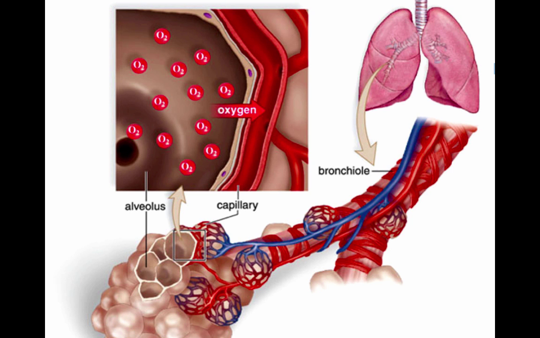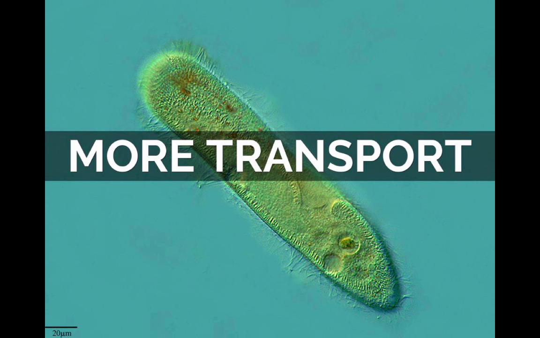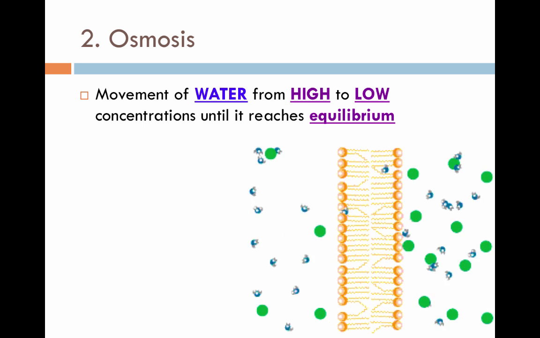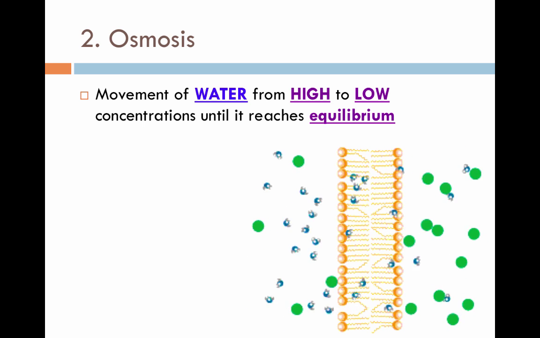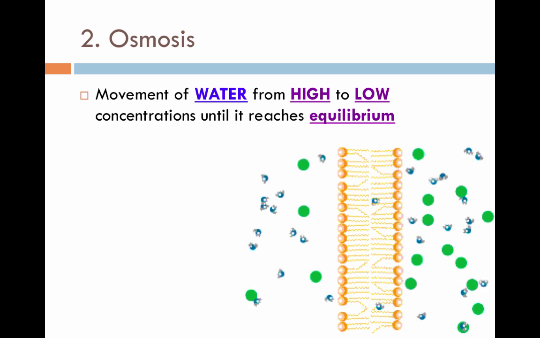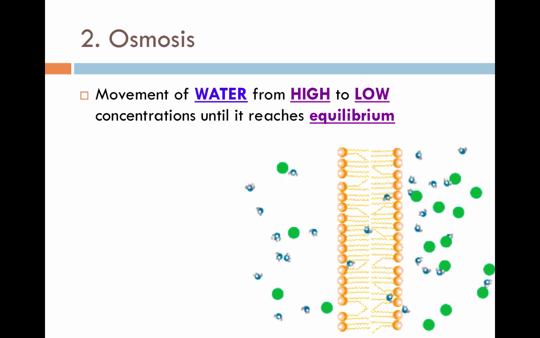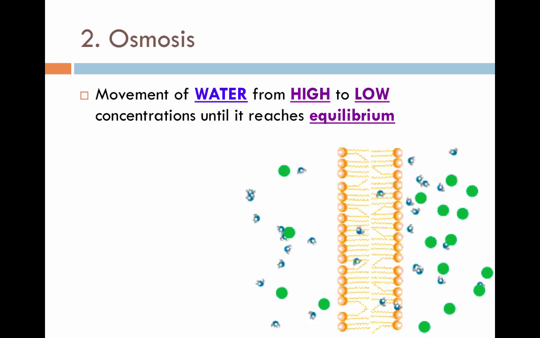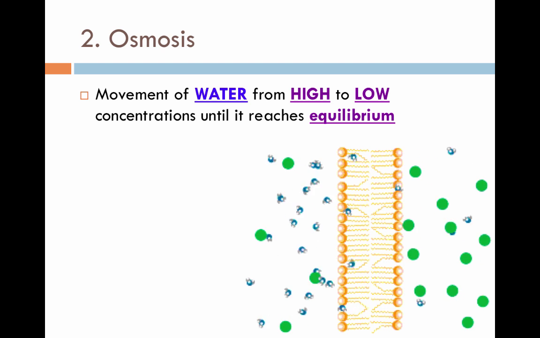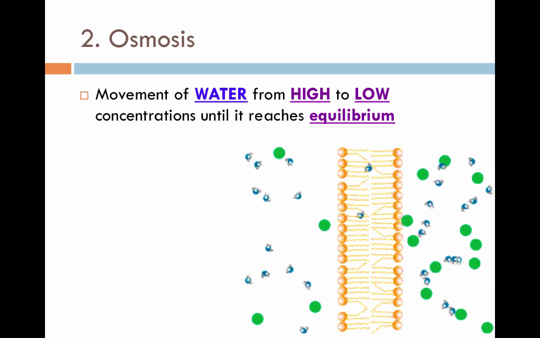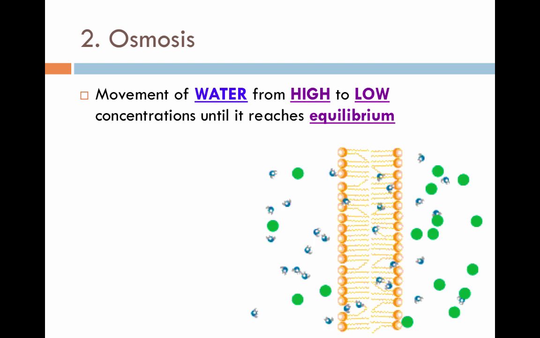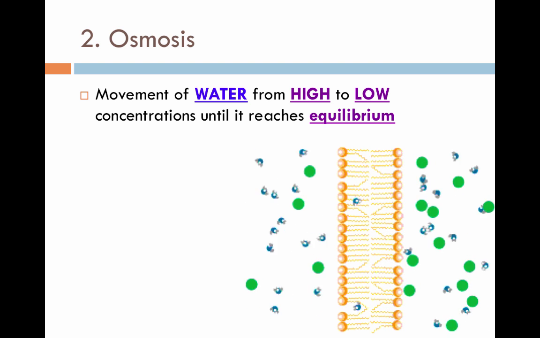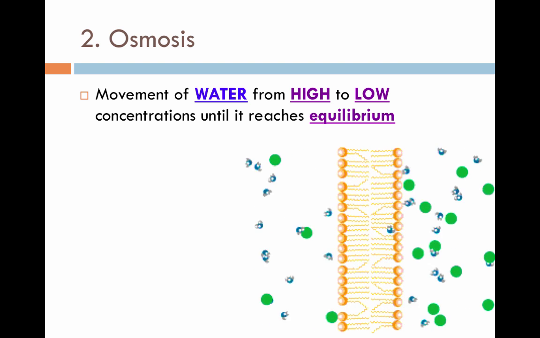That's diffusion. Besides diffusion, there are 3 other ways that molecules move into and out of your cells. The first way is called osmosis. Osmosis is exactly the same as diffusion, but instead of just any random molecule moving, osmosis only applies to water. So when water moves from a high concentration to a low concentration until it reaches equilibrium, that's called osmosis.